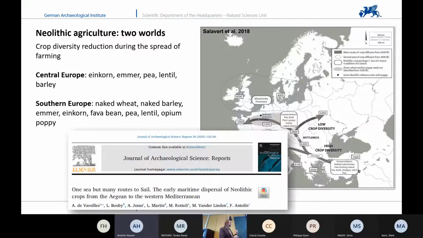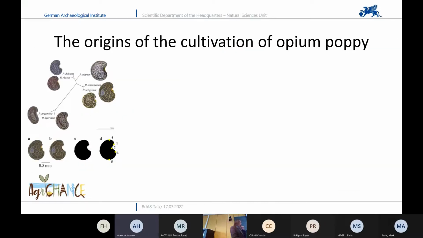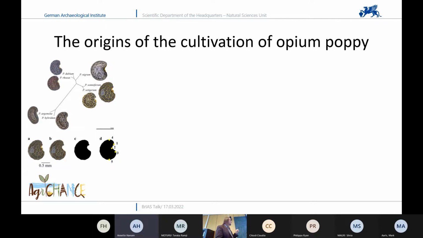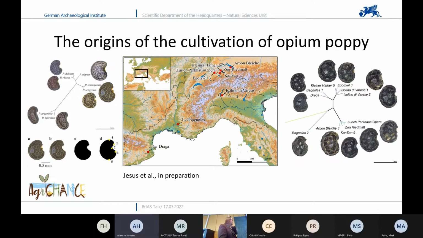Well, it was already a debate earlier on, and we put some effort into that. And for this, we used geometric morphometrics. So basically, we worked with seed shape analysis. We generated a model using current Papaver species in order to classify our archaeological remains. And this is something we already published. It worked really well.